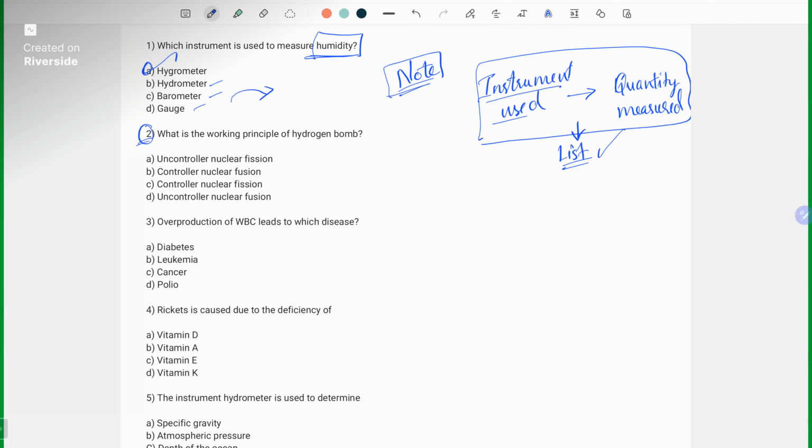Come to question 2. What is the working principle of hydrogen bomb? We'll go deep into it as we go into the concepts. Just try to answer it. What is the concept behind hydrogen bomb? Okay, at least narrow down options. Will it be uncontrolled nuclear fusion?